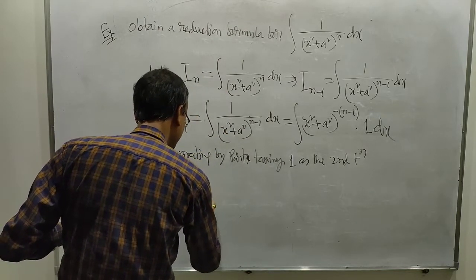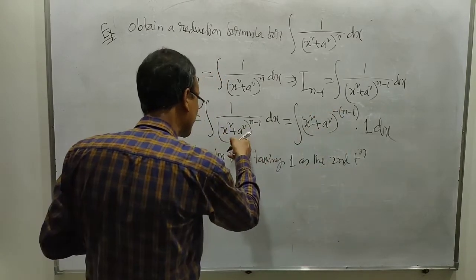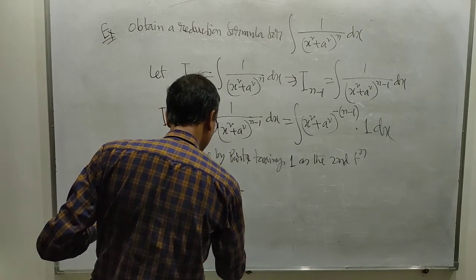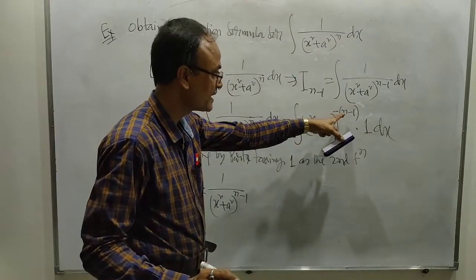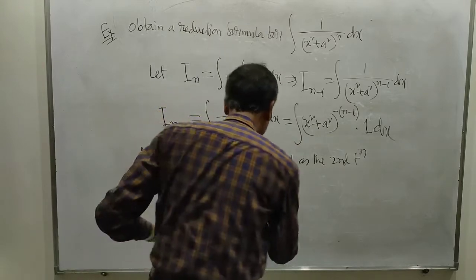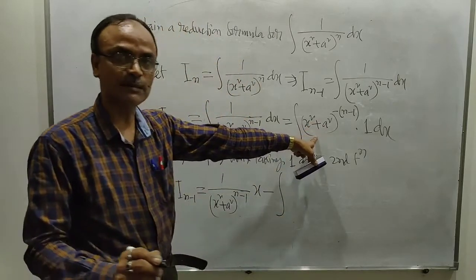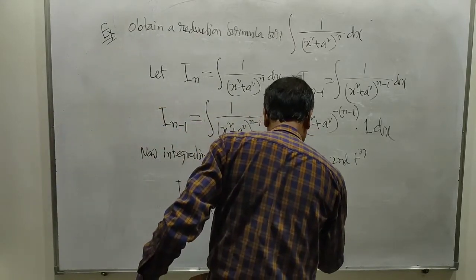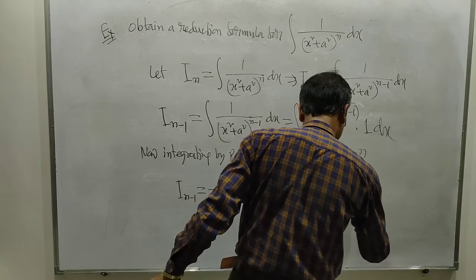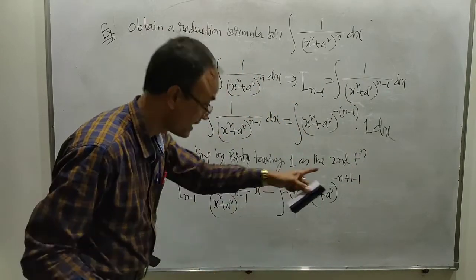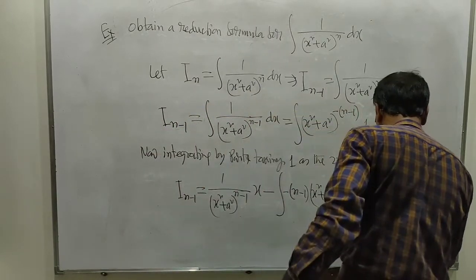I_(n-1) will be equal to first function, this, into integration of the second function, x, minus the integral of the differentiation of the first function, which is -(n-1)(x² + a²)^(-(n-1)-1), into the differentiation of the inside, which is 2x, and into the integration of 1, which is x.